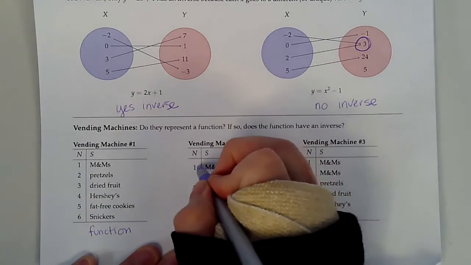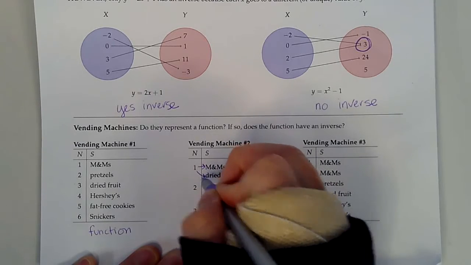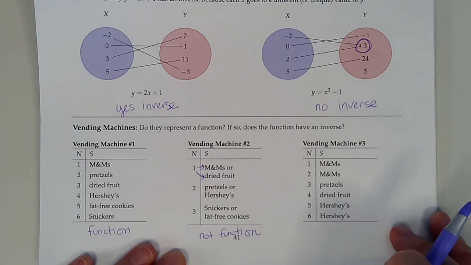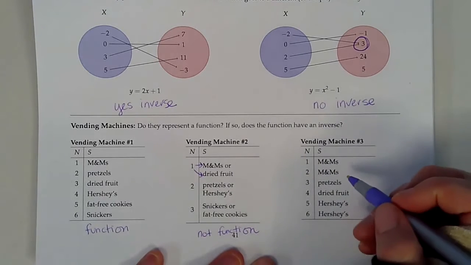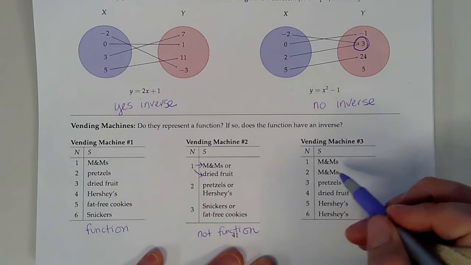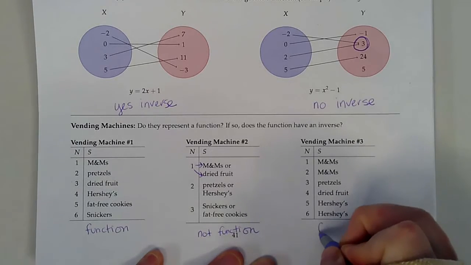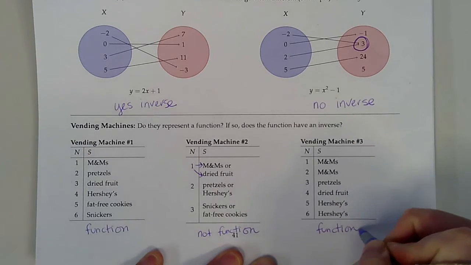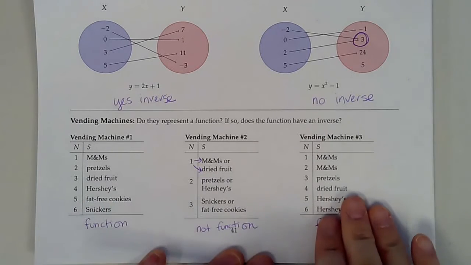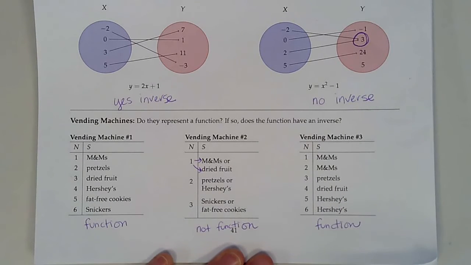And that's because the one could have gone to the M&Ms or the dried fruit. So it goes two different places, and so therefore it's not a function. The third one, the 1 only goes to M&Ms, the 2 only goes to M&Ms. So this works fine. This one is a function. And then I'd love for you to go ahead and pause the video and decide if either 1 or 3 is going to have an inverse based on that information you have. So take a second and think that through.